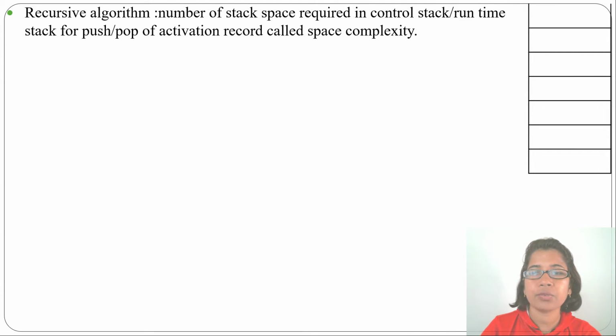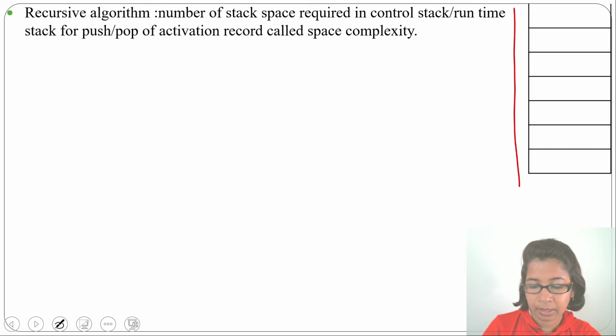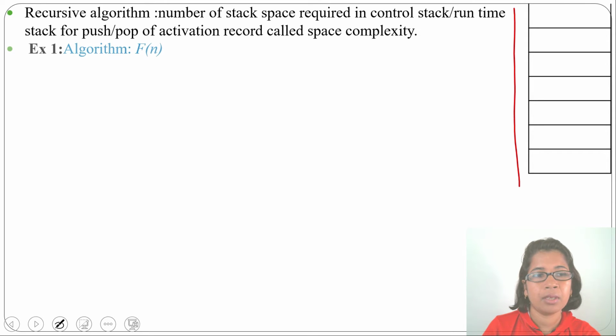I already discussed what is an activation record, and what is the control stack or runtime stack in compiler design. For each function, we store an activation record into a control stack. This is our control stack. For each function call, we'll push one activation record into the control stack, and for each return, we'll pop one activation record from the control stack. Let's understand through an example.